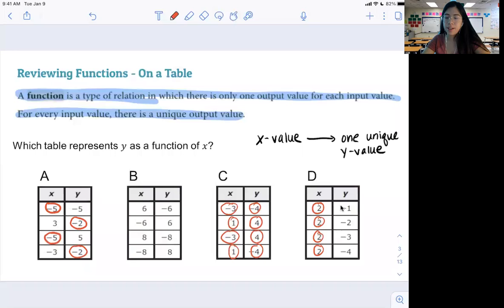This 2 goes to -1, this 2 goes to -2, this 2 goes to -3, this 2 goes to -4. So in the end, it ends up going to 4 different y values. But remember, it can only go to 1 unique y value. So since I have all these 2s and they're all going to different places, this is not a function. I think I misspoke before. We have repeating x values. That's what we don't want.